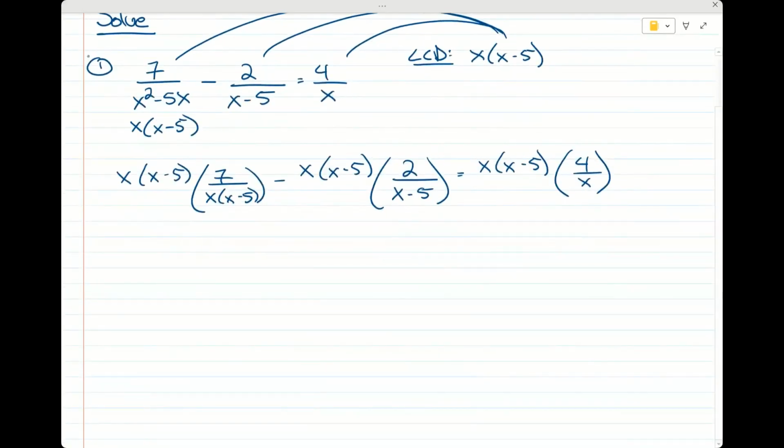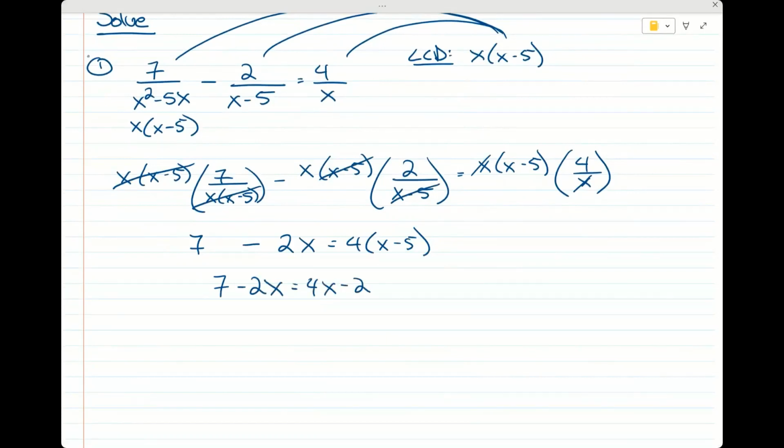And by writing it out, we could see this and this cancels. Whenever you multiply and divide by the same thing, they just cancel each other out. Minus, these cancel and you're just left with 2x. And this is equal to the x's cancel, and it's just 4 times x minus 5. So cleaning this up and distributing, this would be 4x minus 20. You bring the 4x over and you bring the 7 over, you just get x is equal to 27 over 6. And that's how you would solve a rational equation.